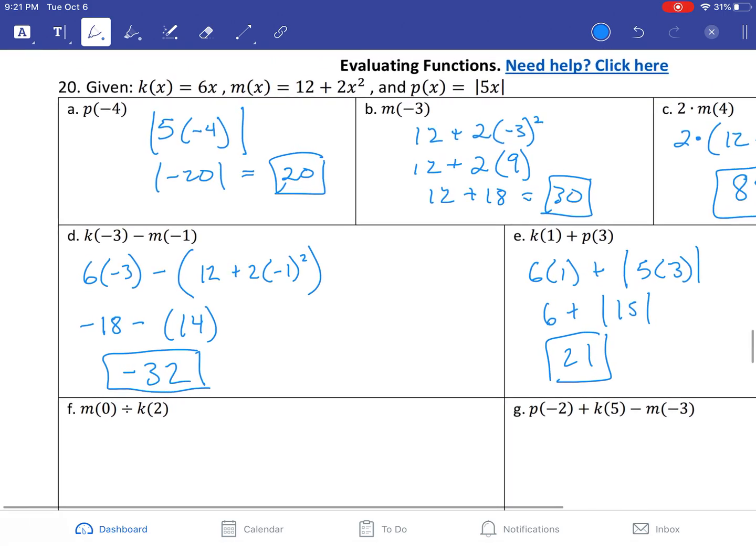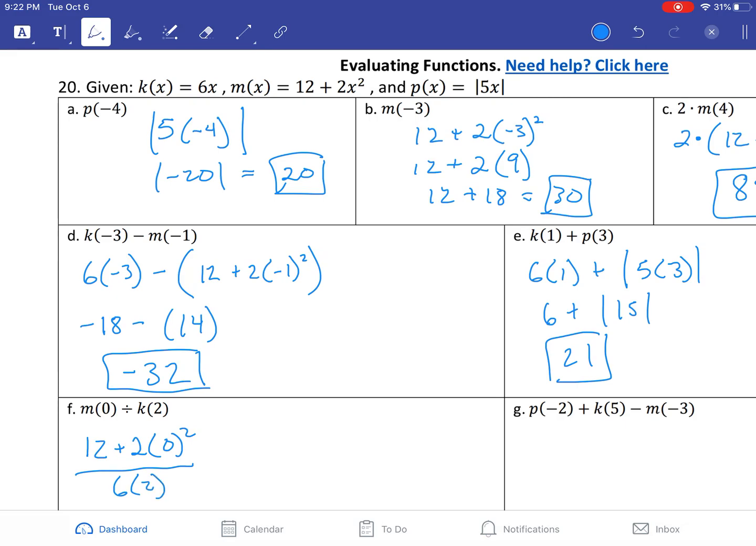F. m of 0. So we have 12 plus 2 times 0 squared. It says divide, so I'm going to make it as a fraction. Okay? Dividing and fractions are the same thing. If you see 1/2, it's 1 divided by 2. Okay? We're going to do the k function, so 6 times 2. So let's do the top first. 0 squared is 0. 2 times 0 is 0, and 12 plus 0, excuse me, is 12. Divided by 2 times 6 is 12. 12 divided by 12 is 1.